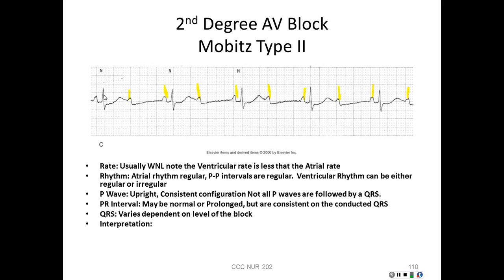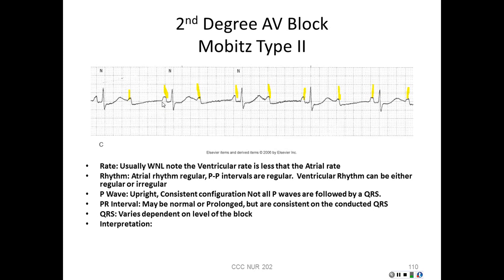So if we look at our ventricular rate, 1, 2, 3, 4, 5. Look at our atrial rate, 1, 2, 3, 4, 5, 6, 7, 8, 9. Really what we see typically is a 2-to-1 block on these patients. There's 2 P waves for each QRS.